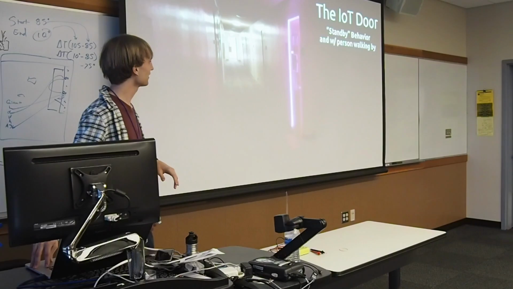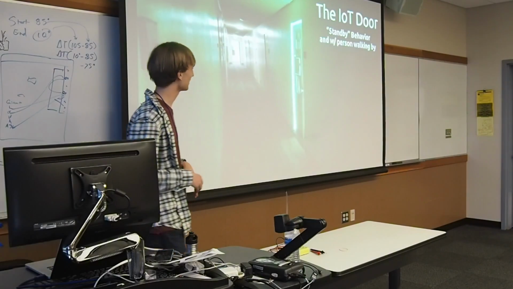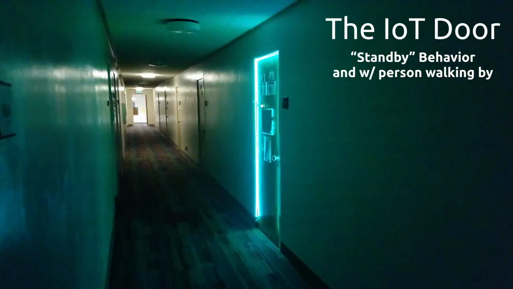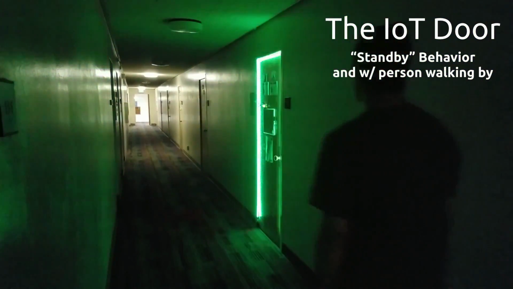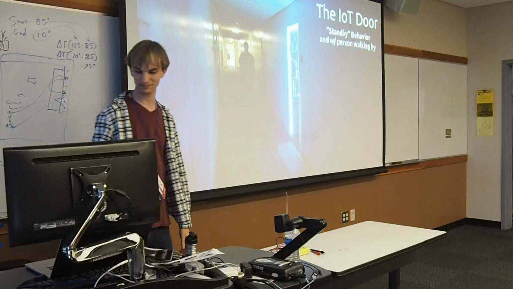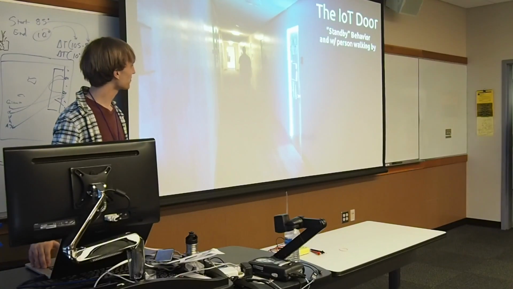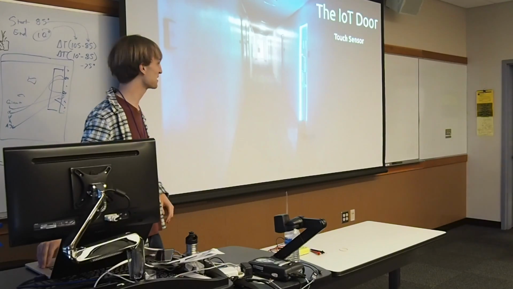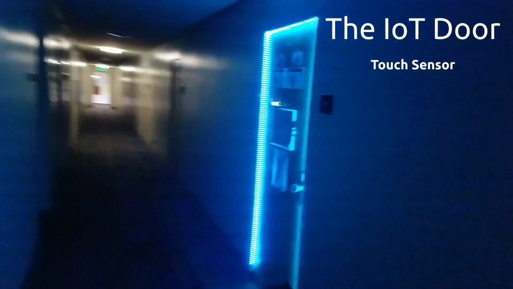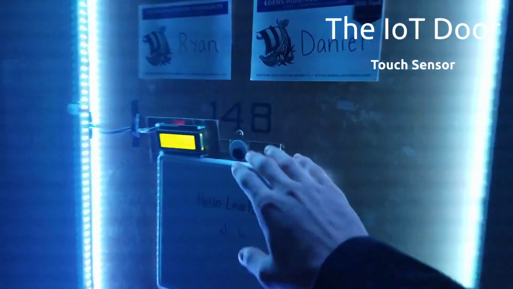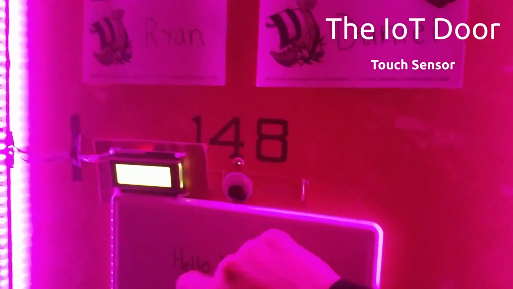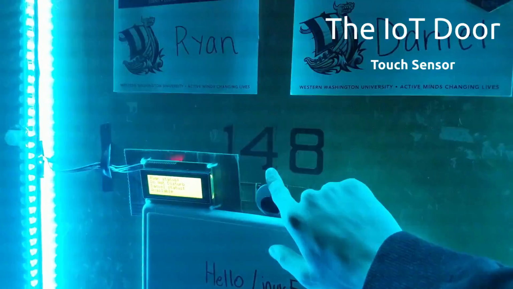So this is the standby behavior when nothing's happening. You can see I have an LED strip around the door, and when someone walks by, there's a motion detector that detects it, and it goes white to light up the hallway. Then there's also a touch sensor on the peephole. So just for fun, if you walk up to it and you put your finger on the peephole, it does this cool psychedelic effect, which is just kind of fun. You're not really solving any problems, it's just fun.